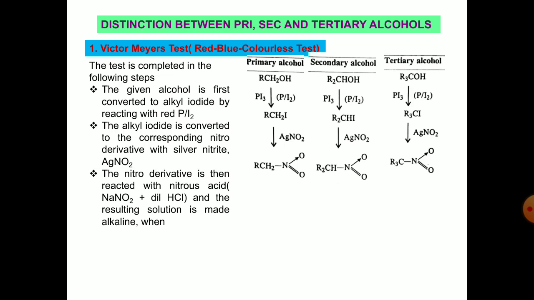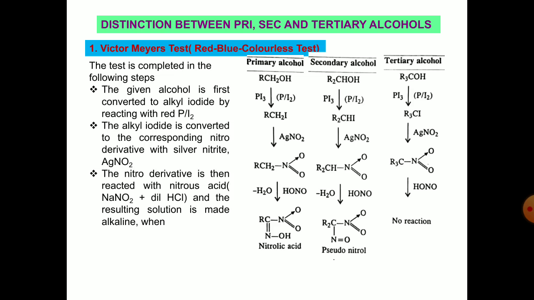In the third step, the nitro derivative is reacted with nitrous acid. Students, you know that nitrous acid is not available in the laboratory or any market. It can be freshly prepared by reacting sodium nitrite with dilute HCl. When the nitro derivative of the alcohol is treated with the nitrous acid prepared from sodium nitrite and dilute HCl, the resulting solution is made alkaline. After reacting with nitrous acid and making it alkaline, let us see what happens.